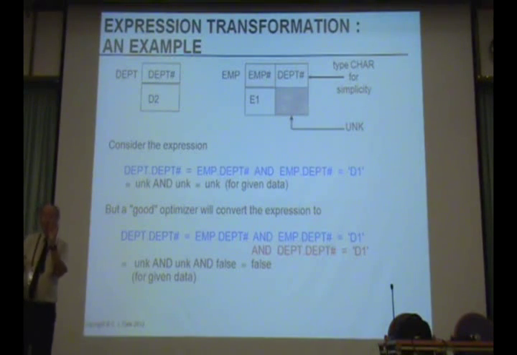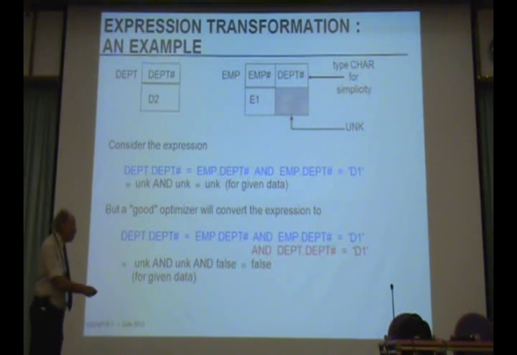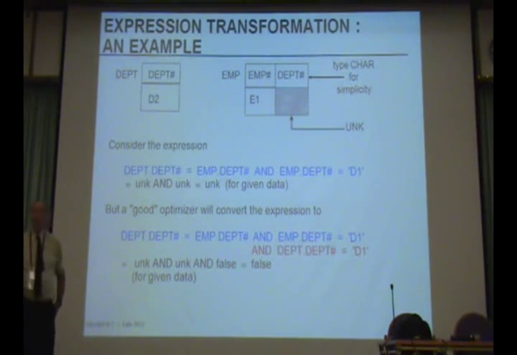However, a good optimizer, I don't want to explain exactly what I mean by good, but an optimizer very typically will observe that this expression is of the form A equals B and B equals C. And it will therefore infer that A equals C. And it will glue on another condition and get dept.deptNumber equals d1. I don't want to go into details about this, but as a general rule, that would be a good thing to do for performance reasons.